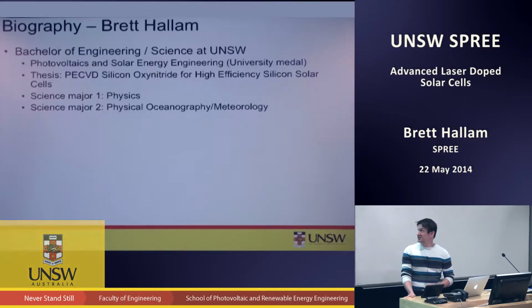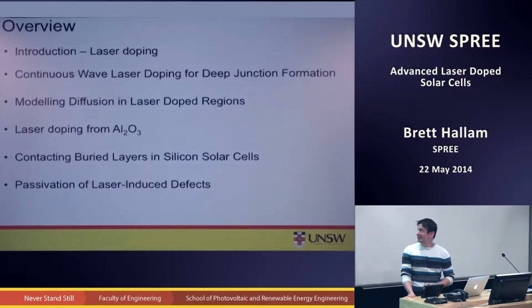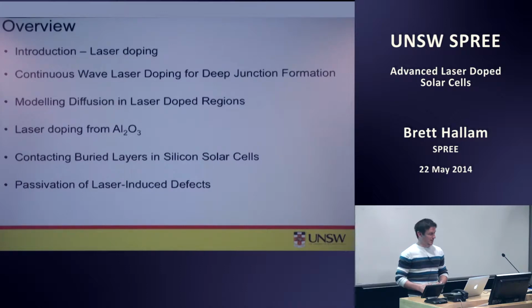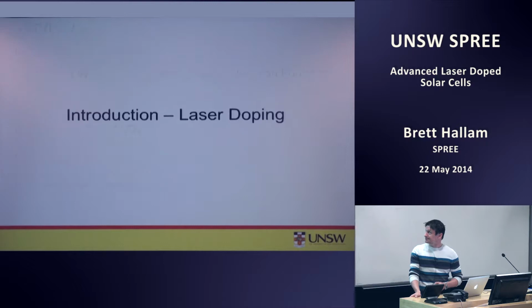So seeing as most of you know me, I'll skip over this slide. Go to the overview. I'll give a very basic introduction on laser doping, then talk about the benefits of using continuous wave laser doping for forming deep molten regions. Then a little bit of modelling the diffusion process within laser doped regions, laser doping from aluminium oxide dielectric layers, a method to contact buried layers within silicon solar cells, and then talk about some hydrogen passivation of laser-induced defects.